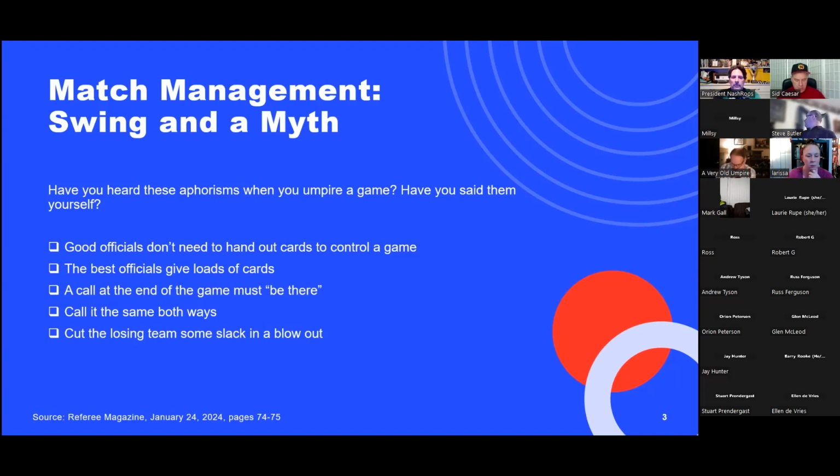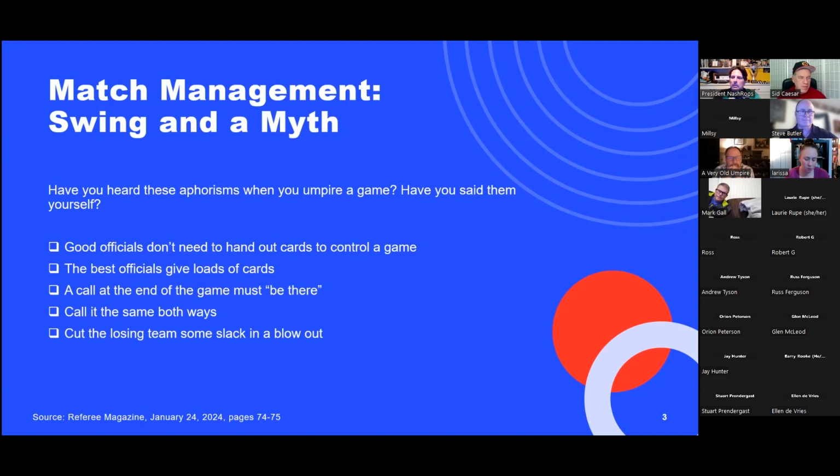The best officials give loads of cards. A call at the end of the game must be there. Call it the same both ways. Cut the losing team some slack in a blowout. Think about that for a second. And in terms of how you've umpired or refereed, not just this sport, maybe other sports. I know many of us do other sports. Think about that.